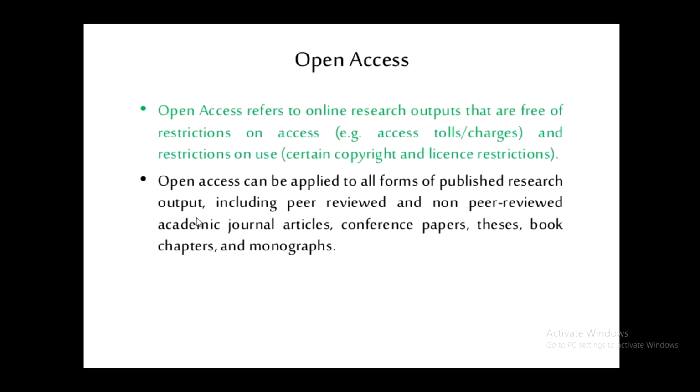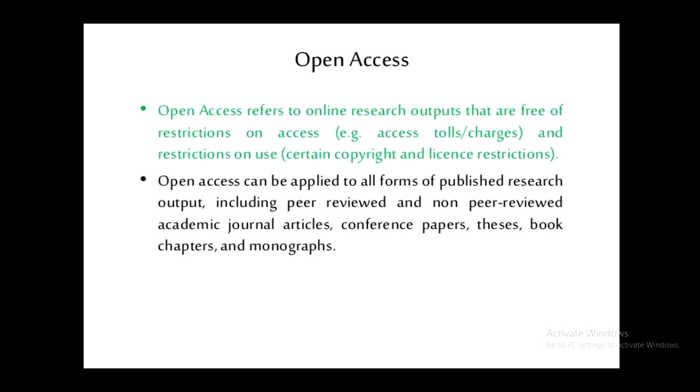Open access can be applied to all forms of published research output, including peer-reviewed and non-peer-reviewed academic journal articles. Here, the two terms you might be hearing for the first time are peer-reviewed and non-peer-reviewed. You know what a journal is; I've already discussed journals. Journals can be peer-reviewed or non-peer-reviewed. Peer-reviewed journals are the journals whose published articles are reviewed by experts, and non-peer-reviewed journals might not be reviewed by experts. It is always considered that peer-reviewed journals are better than non-peer-reviewed journals.